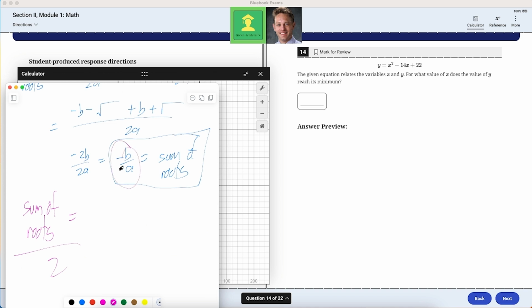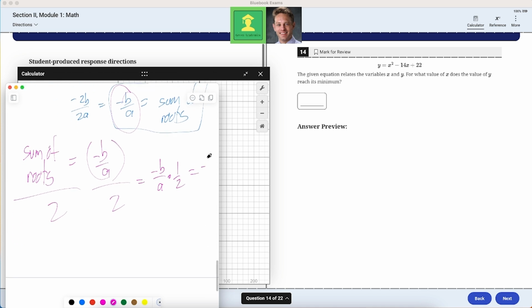Now, this is itself the sum of the roots. So it's negative b over a as a quantity divided by 2, which, remember that dividing by a number is the same as multiplying by its reciprocal. So in this case, the 2 gets tucked on the bottom, is negative b over 2a, or more properly, it's the vertical line x equals negative b over 2a. That's the axis of symmetry in any quadratic. That's extremely helpful to know.